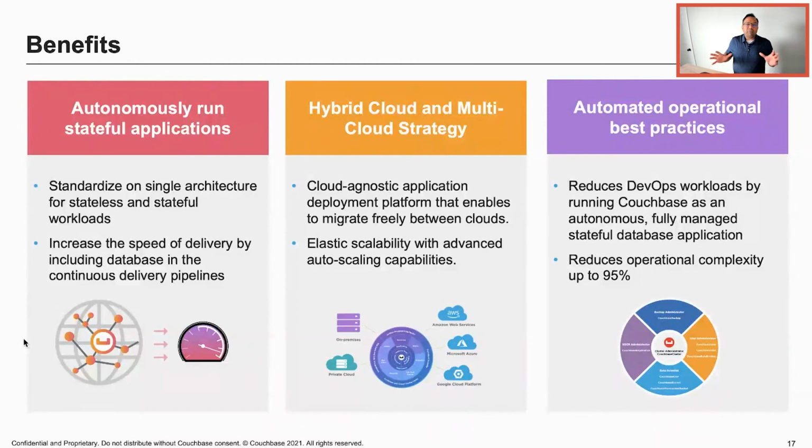As I said, there are a lot of benefits. By standardizing into a single architecture for both stateless and stateful applications, you increase the speed of delivery, and by including the database in the same continuous delivery pipelines. It solves the multi-cloud or hybrid cloud strategy, being able to deploy on any infrastructure. It gives you the freedom and power to deploy and run on any of those cloud infrastructures. On top of that, most of the database operations are fully automated, so it reduces your operational cost by 90 to 95%. Our goal is to automate all the database operations, starting from provisioning, configuration, lifecycle management, even the upgrade, all fully managed and fully automated.